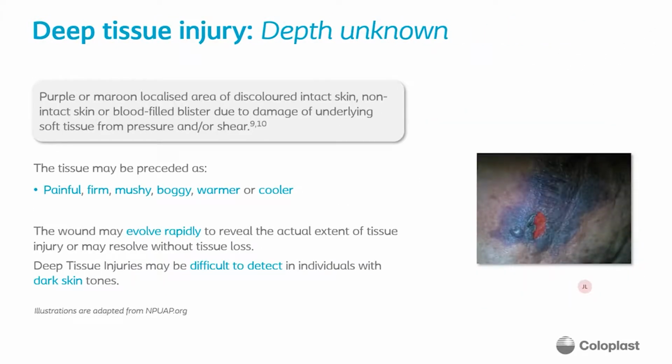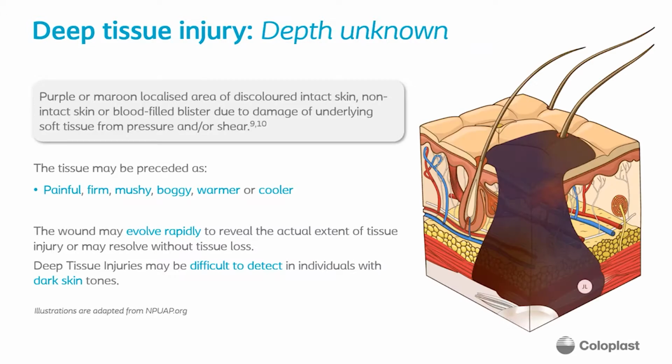Then we have our deep tissue injury. Our deep tissue injury can present as that mushy or boggy feeling tissue that's quite dark in appearance, or a blood-filled blister, that purple or maroon colour, that bruising almost. This would be our deep tissue injury. Again, the depth of this is unknown. We know there's damage already done at this point, but we don't know the extent of the damage.